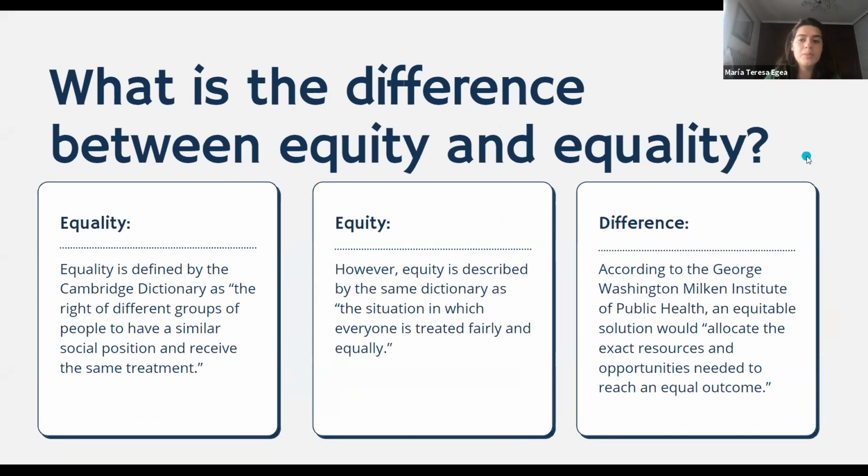Equity, as we saw in the previous slides, is described as the situation in which everyone is treated fairly and equally. At a first glance, these two words seem very, very similar. So let's look at what the George Washington University Milken Institute of Public Health says is the slight distinction. According to them, an equitable solution would allocate the exact resources and opportunities needed to reach an equal outcome.